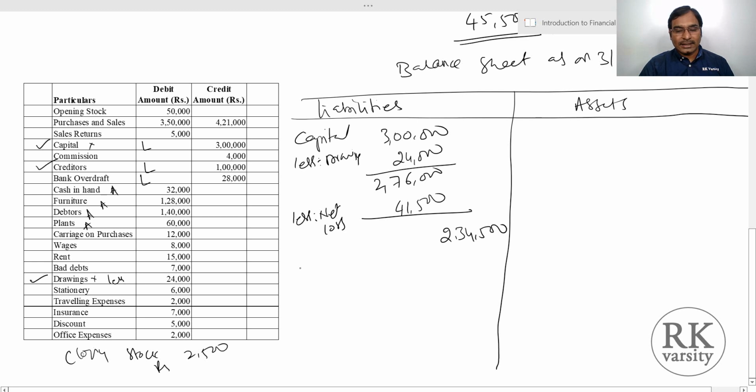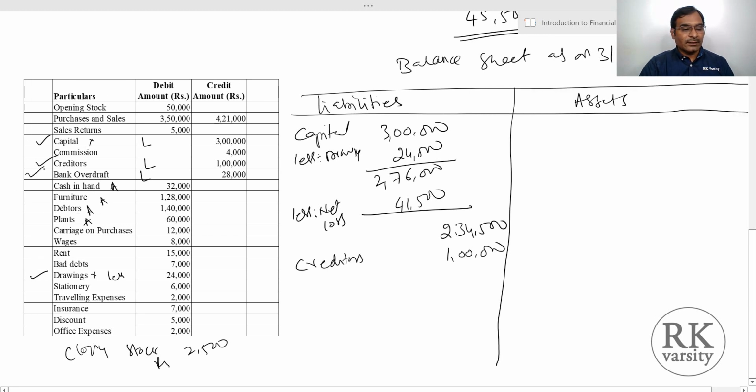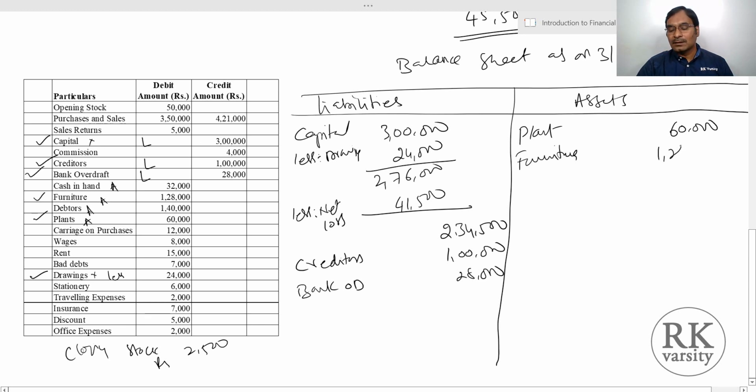Then you have creditors 1 lakh. Then bank overdraft 28,000. Is there any other value on the liability side? No. Then we go to the assets. We write plant first. Plant is 60,000. Then furniture 1,28,000.